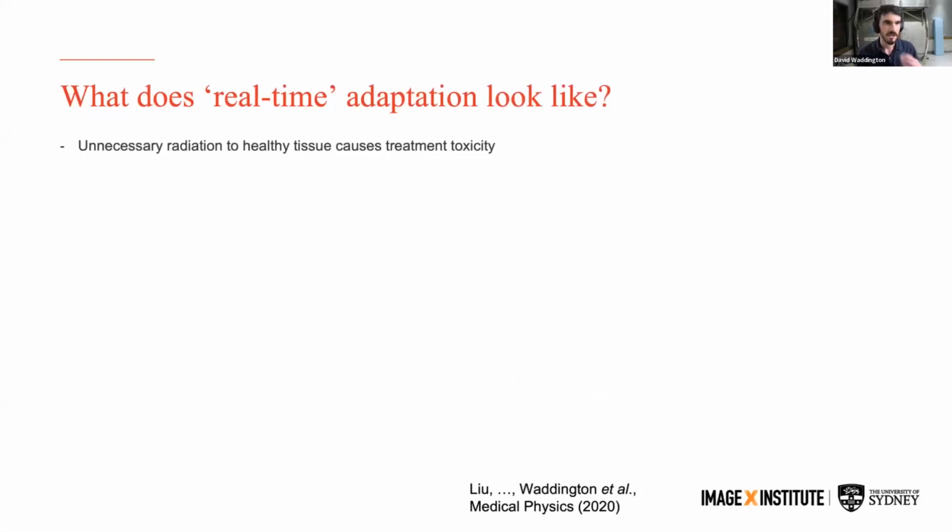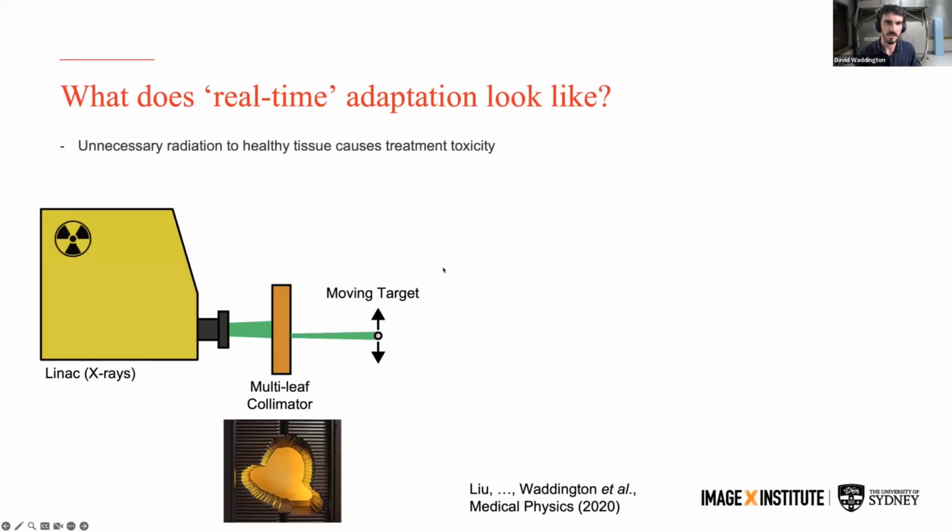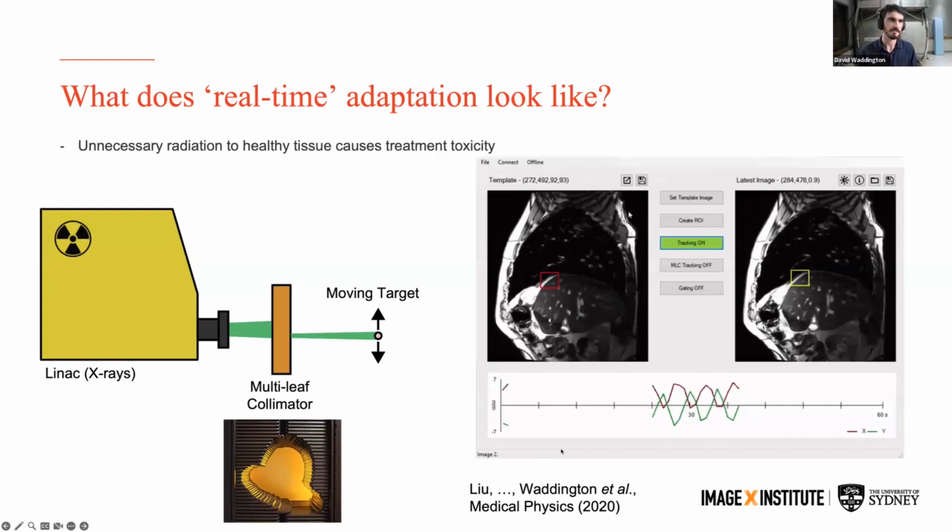To flesh this out a little more, what does real-time adaptation look like on one of these systems? In looking to minimize treatment toxicity, we use a device known as a multi-leaf collimator. This is a beam shaping, beam moving device. And then we have this moving target, in this case a lung tumor, though it could be a liver tumor. We want to adapt the beam to that moving target. We want our beam to be as small as possible, to minimize collateral damage, but also as accurate as possible, so the tumor still receives the full treatment dose.